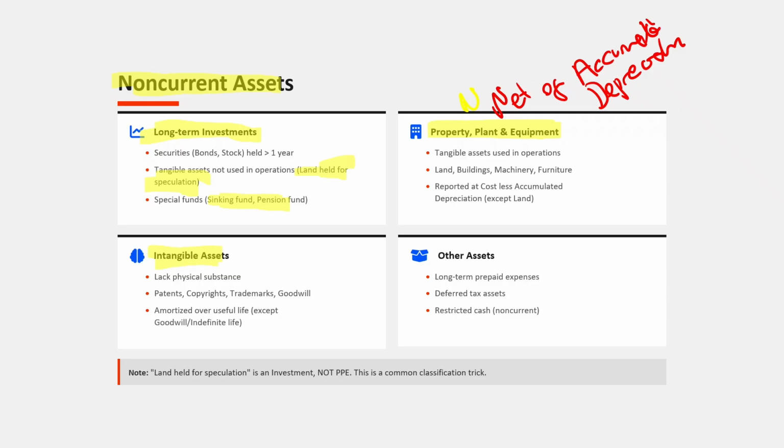Perfect. And finally, the other assets. This is basically a catch-all for the miscellaneous long-term items. That could be long-term prepaid expenses, deferred tax assets, or non-current restricted cash.